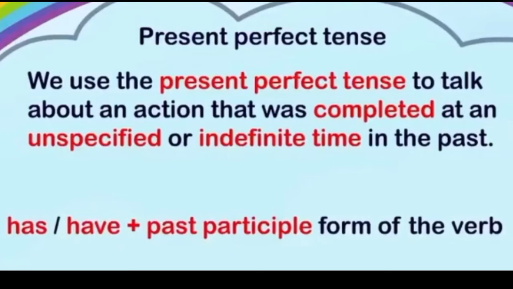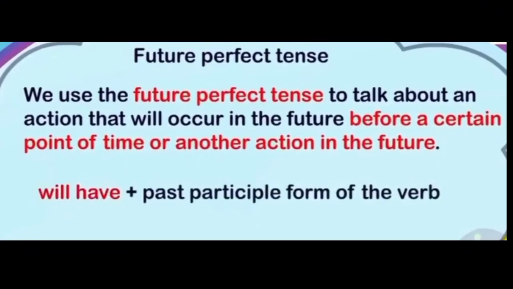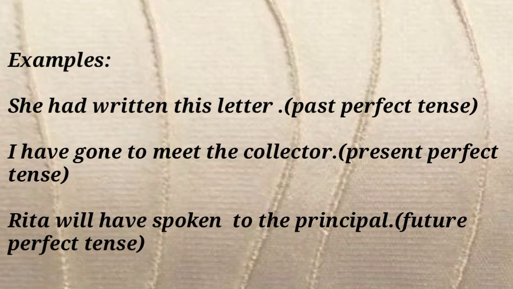How to form? Has or have. Has is used with the singular subject, have with the plural subject, plus the past participle or the third form of the verb. Now see the future perfect tense. We use the future perfect tense to talk about an action that will occur in the future before a certain point of time or another action in the future time. It is all about future time, and for this we use will have with the past participle form of the verb. Now see the examples.